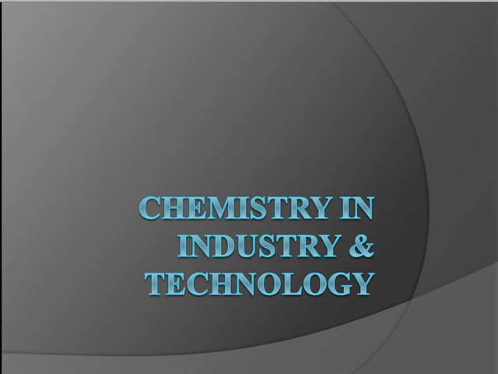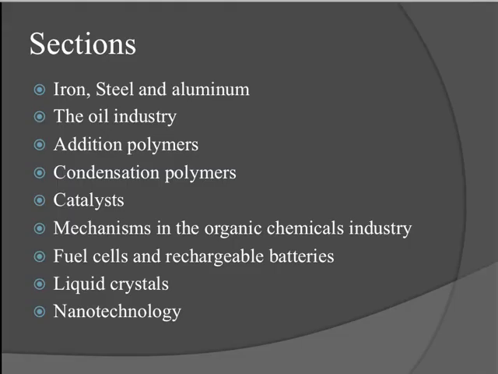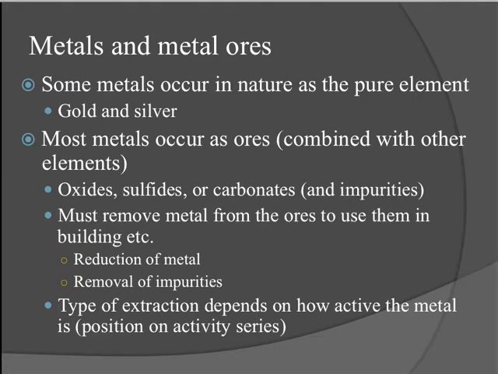And we're going to start a special topic, chemistry and industry and technology. Okay, and there are a bunch of subsections in this section, I guess you would call them. So let's get started. Let's talk about metals and metal ores. We're going to start with iron, steel, and aluminum specifically.